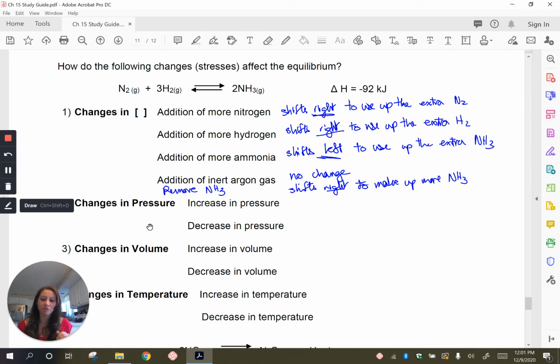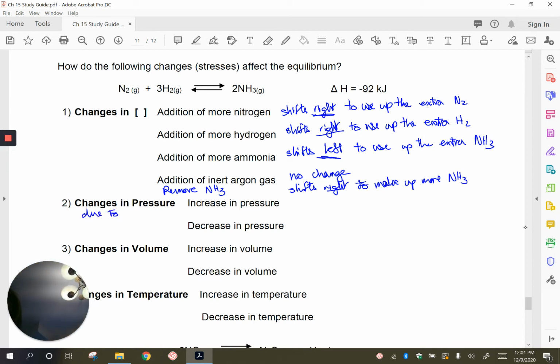Now, pressure is only significant if it's because of a change in volume. So if the pressure is due to a change in volume, then it's going to shift your reaction. If the pressure is just because I added, like, inert argon gas, for example, then there's not going to be any change. So the pressure only affects the equilibrium position if it is because of a change in volume.